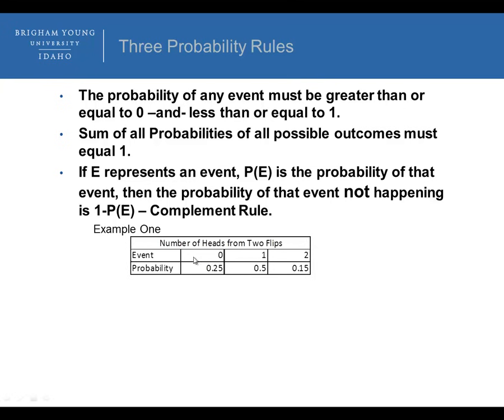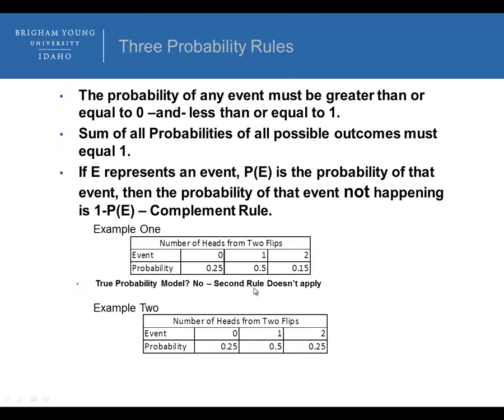So example 1, here's the probability of the number of heads from two flips. So event 0 represents 0 heads, and the probability of that's 25%. 1 head is 50%, and 2 heads is 15%. So based on these rules of probability, is this a probability model? Well, I kind of fooled some of you a little bit on this. It is not a true probability model because the second rule does not apply. The sum of all probabilities does not equal 1. However, if we change this so that the probability of getting 2 heads is 25%, then this would be a true probability model.